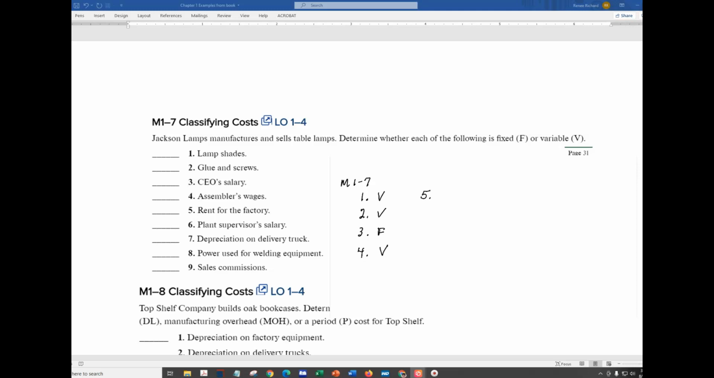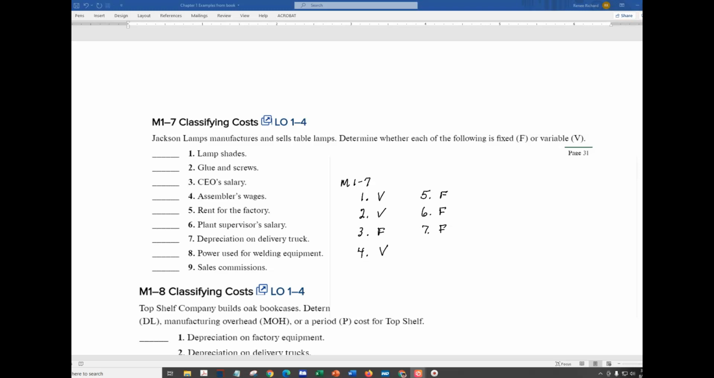So 5, rent for the factory. Rent for the factory would probably be fixed because presuming it doesn't change if we produce 1 more unit or sell 1 more unit. 6, plant supervisor's salary. Anytime you see the term salary, you can pretty much presume that it is a fixed cost because it doesn't matter how many units you manufacture and sell, the plant supervisor's salary remains the same. Depreciation on a delivery truck. Again, it doesn't matter how many units we manufacture or sell, the depreciation on the delivery truck remains the same, so it's fixed.